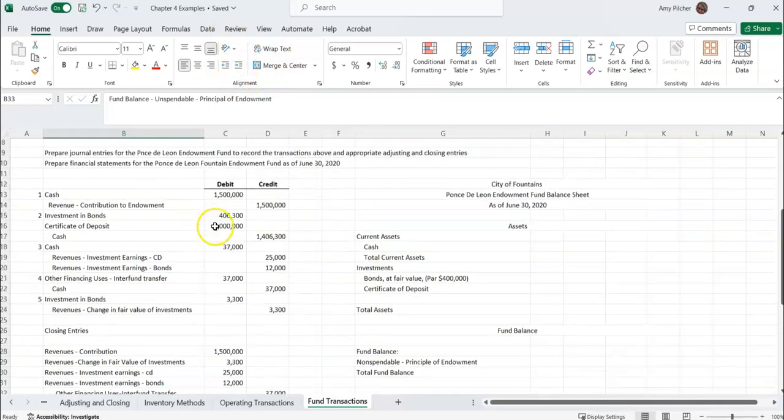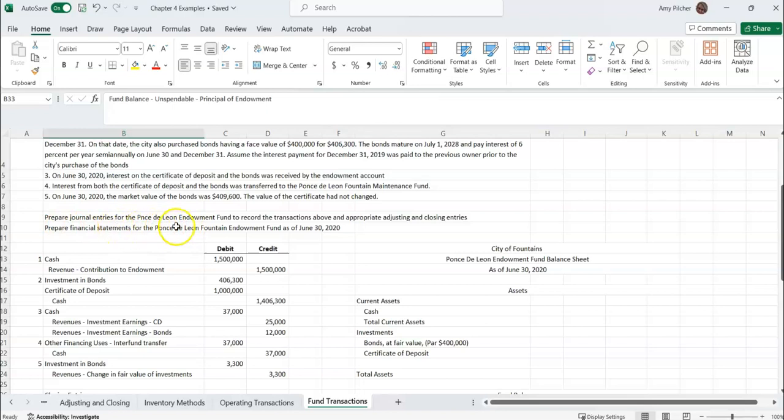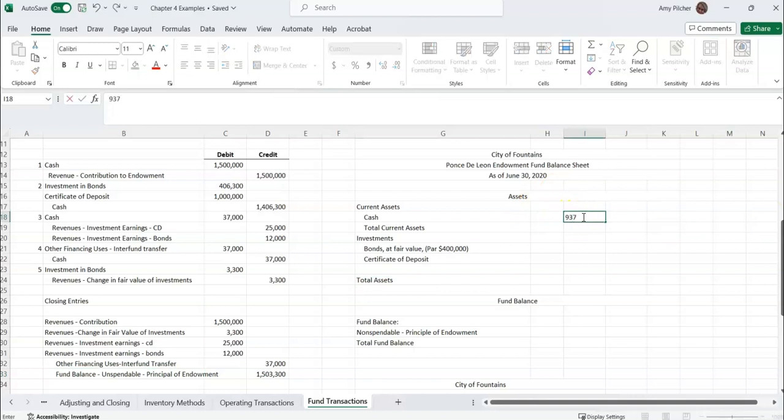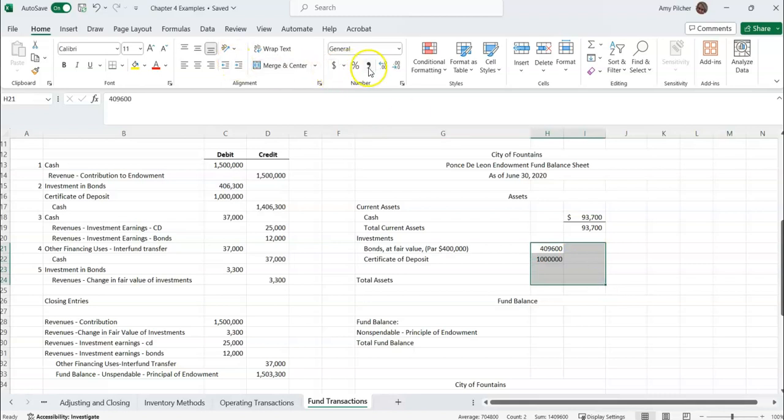Okay, and then the last thing in this example that we're going to do is prepare the financial statements for this endowment fund. So we have our assets, we have cash available of $93,700. So that's the unspent balance. Okay, and then we have the 2 investments. So we invested in bonds that have a current value of $409,600, and we bought a $1 million CD.